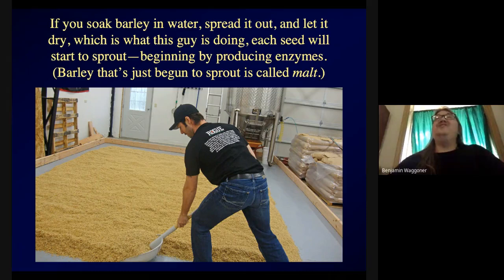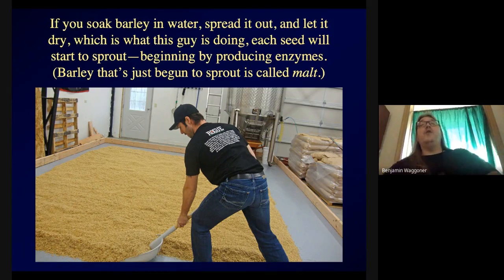So barley that has just begun to sprout, not enough that you can see little plants coming out of the seed, but just beginning the process, that's called malt. The process that he's doing is called malting. And what malting does is make those seeds start producing enzymes that start breaking down the starch.